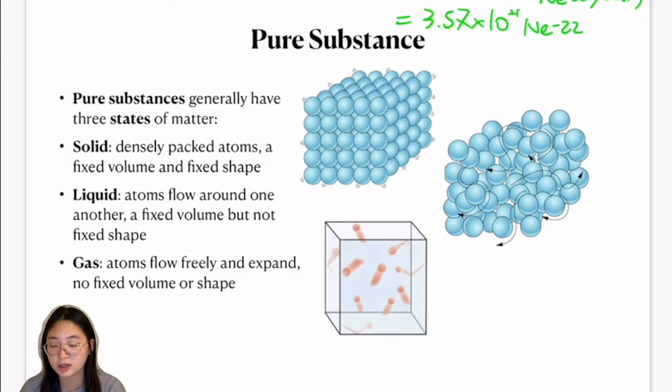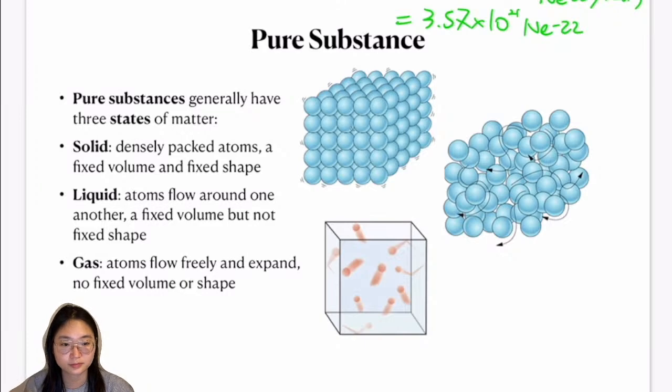When it comes to gas, gas is the freest phase among pure substances. Think of a balloon. You can actually compress it to some extent. Well, you cannot compress it too much, but you can still compress it a little bit. It's because gases do not have a fixed volume or a fixed shape.